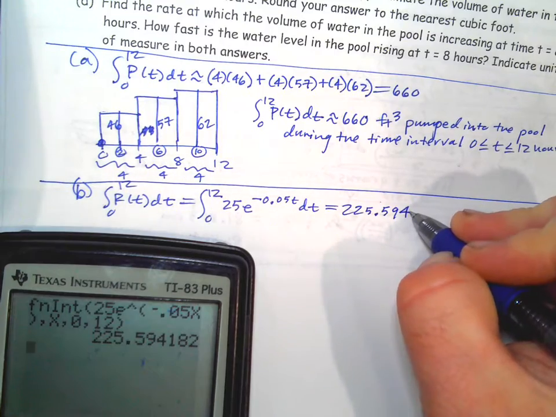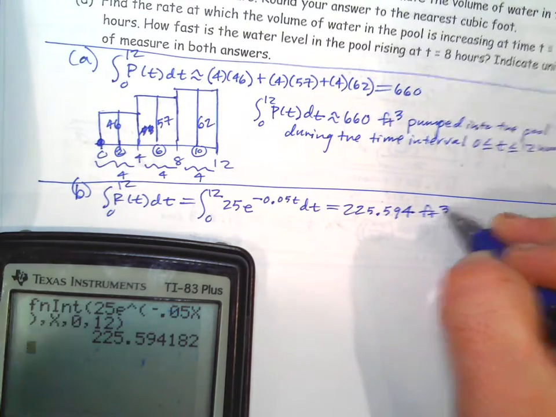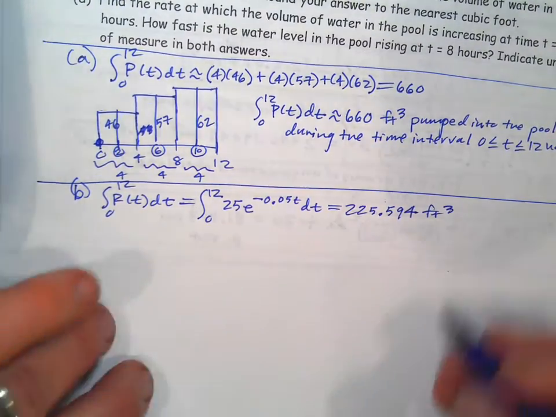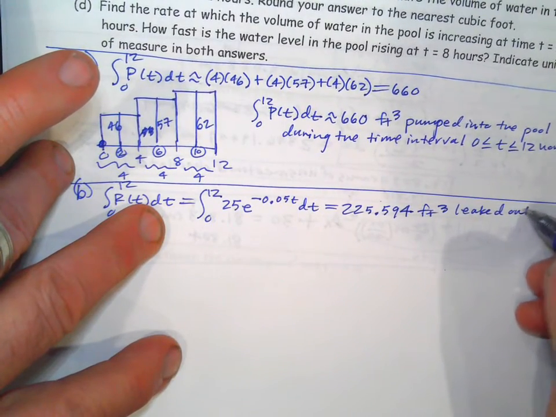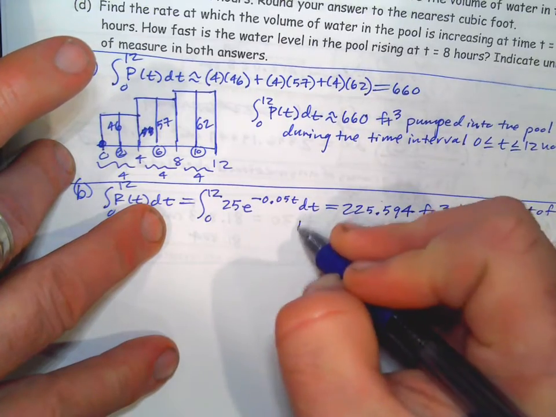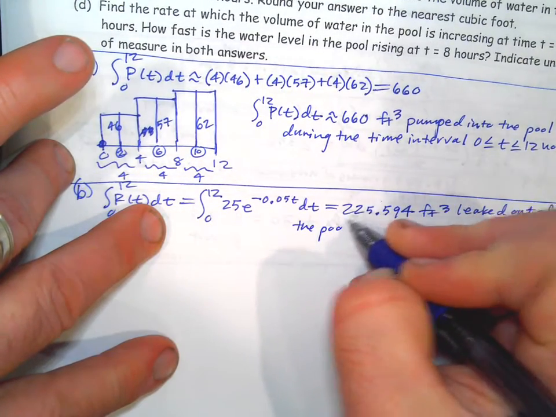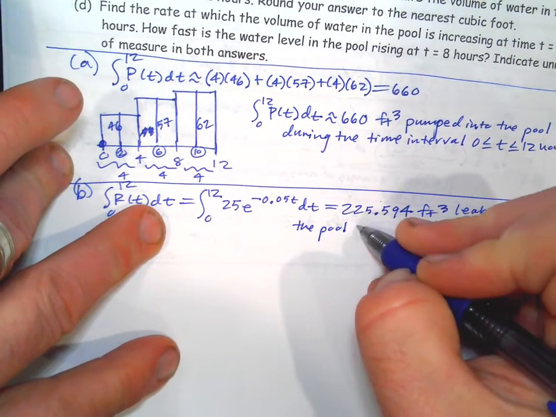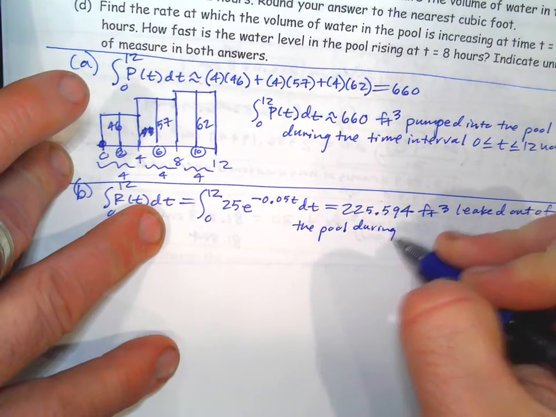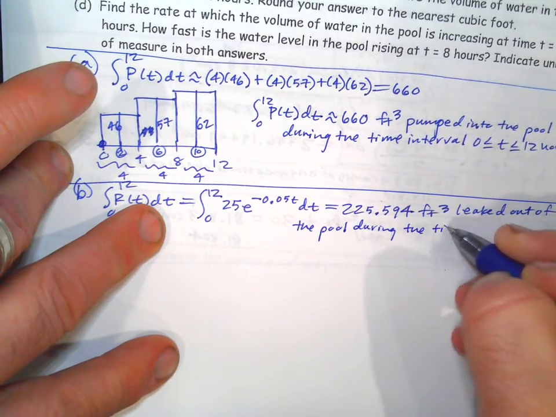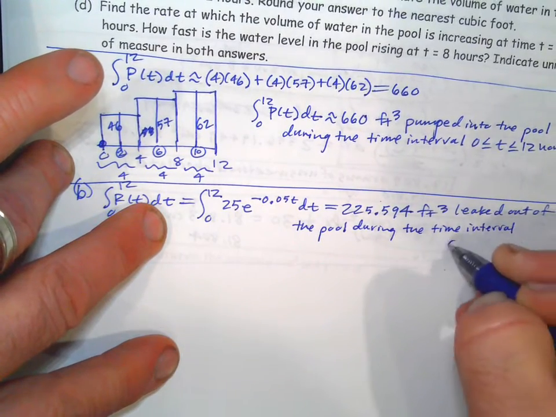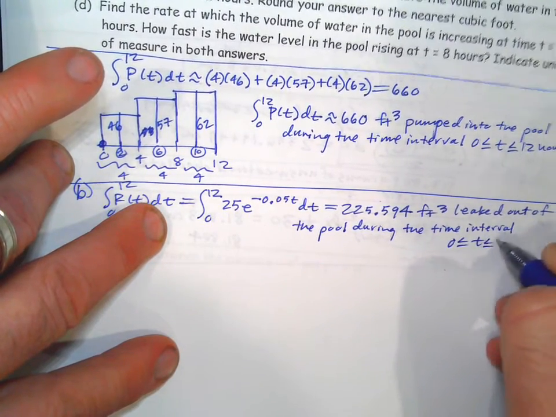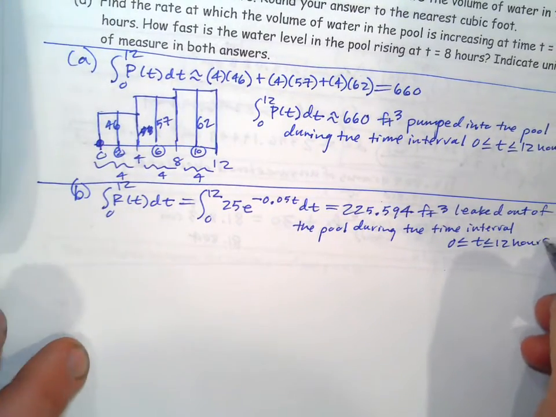225.594 cubic feet leaked out of the pool during the time interval 0 to 12 hours. Okay.